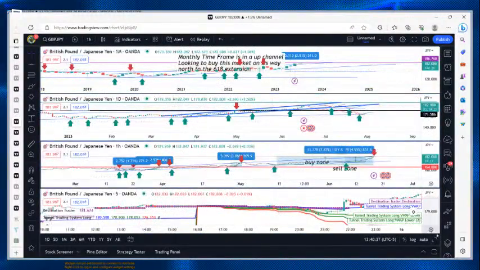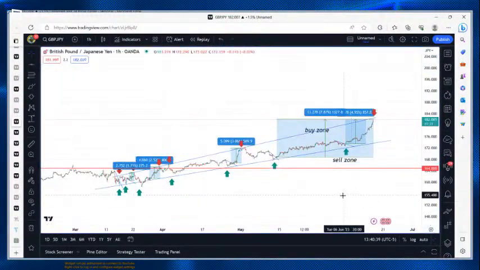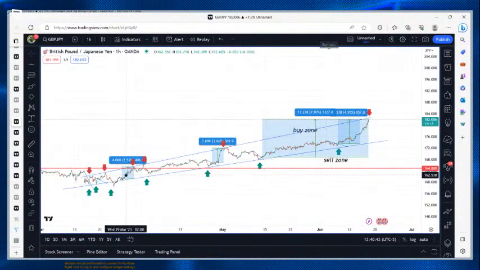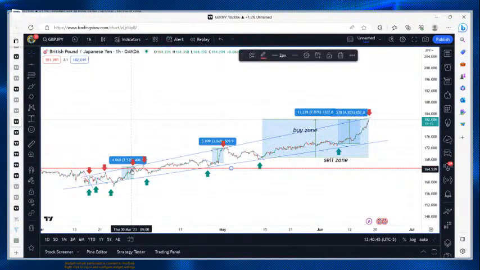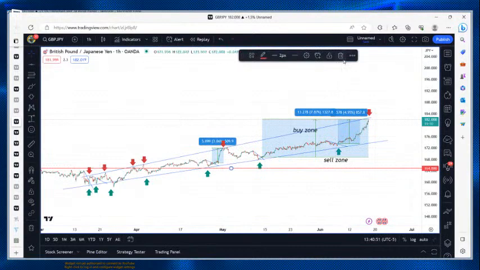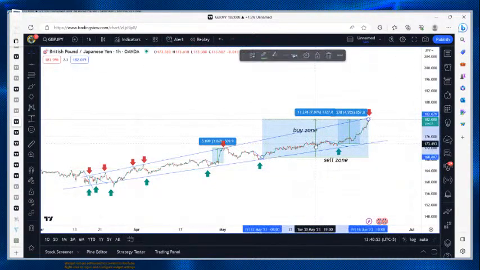So, all right, that's the British pound, Japanese yen. Let's get rid of all of this stuff. Just make the charts a little cleaner. Oh no, that's the, yeah, we can get rid of this too. Just clean the charts up a little bit.